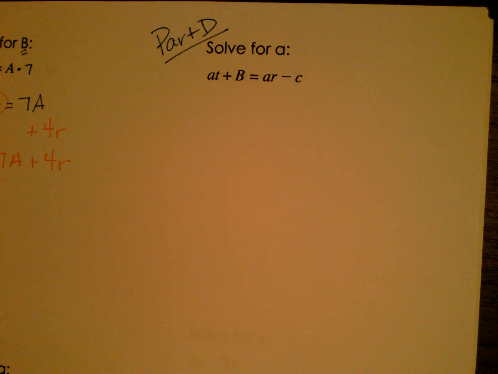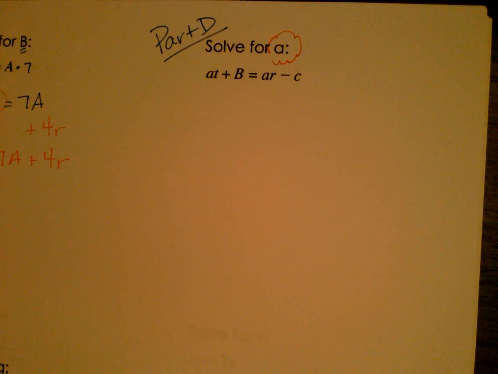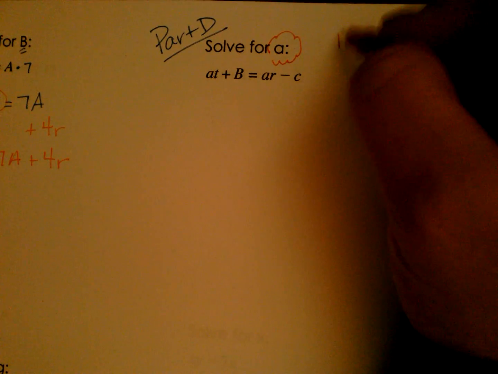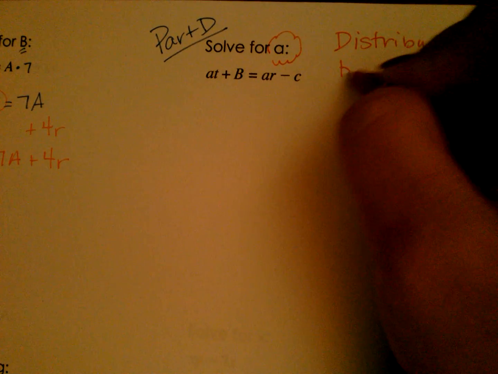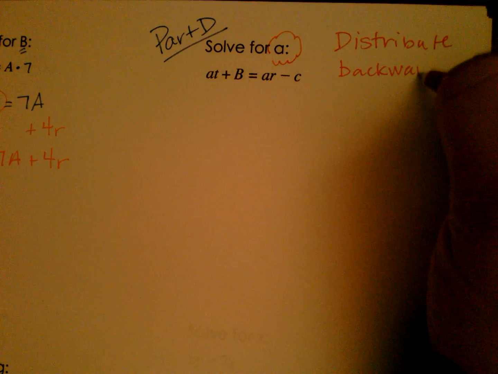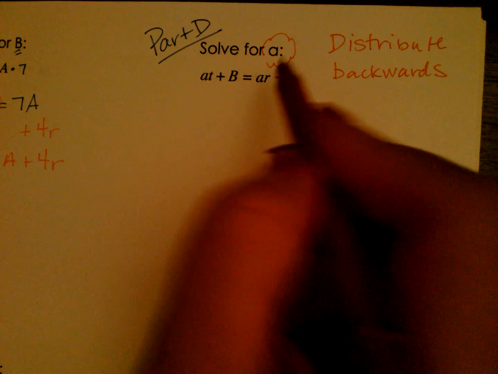Okay, now we have moved on to part D, where we're going to solve for A. Part D, kind of unique that it's called that because we're going to have to distribute backwards. There's a few things you have to watch when we're doing this. Again, my goal is to isolate the variable A. So I want to get anything that has the variable A to the left-hand side of the equal sign.